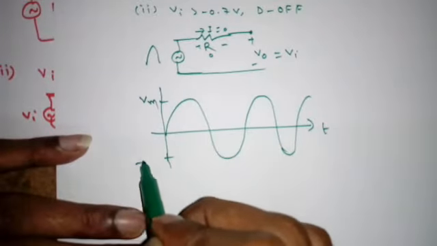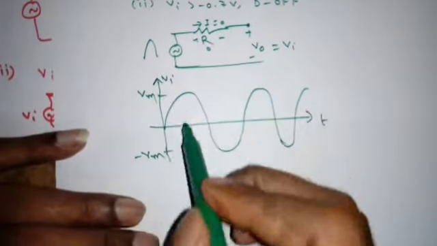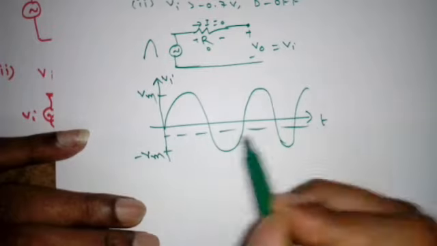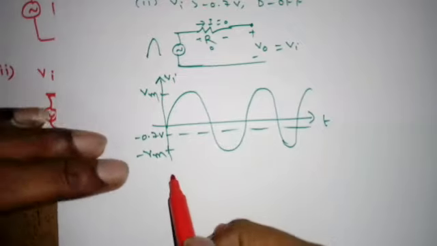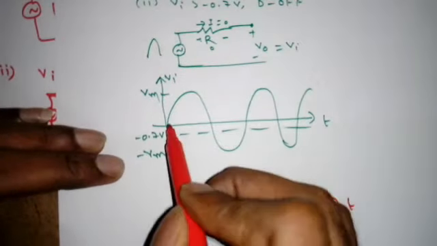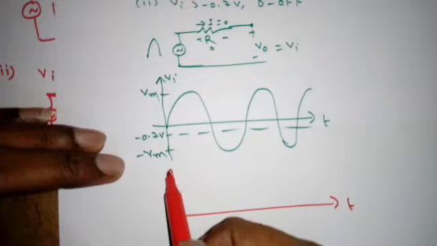Vm minus Vm. This is Vi. Now there is a minus 0.7 volt. Right? Now if I want to draw the output waveform, this is the V0.